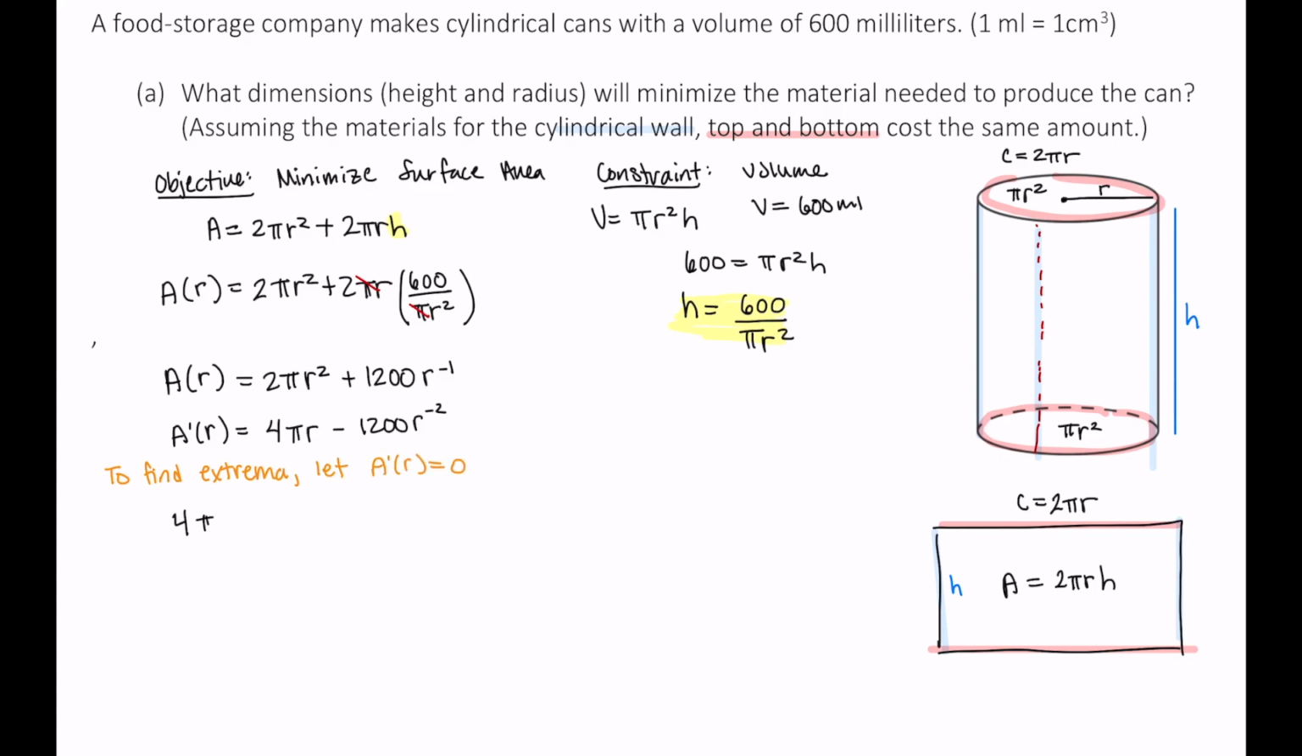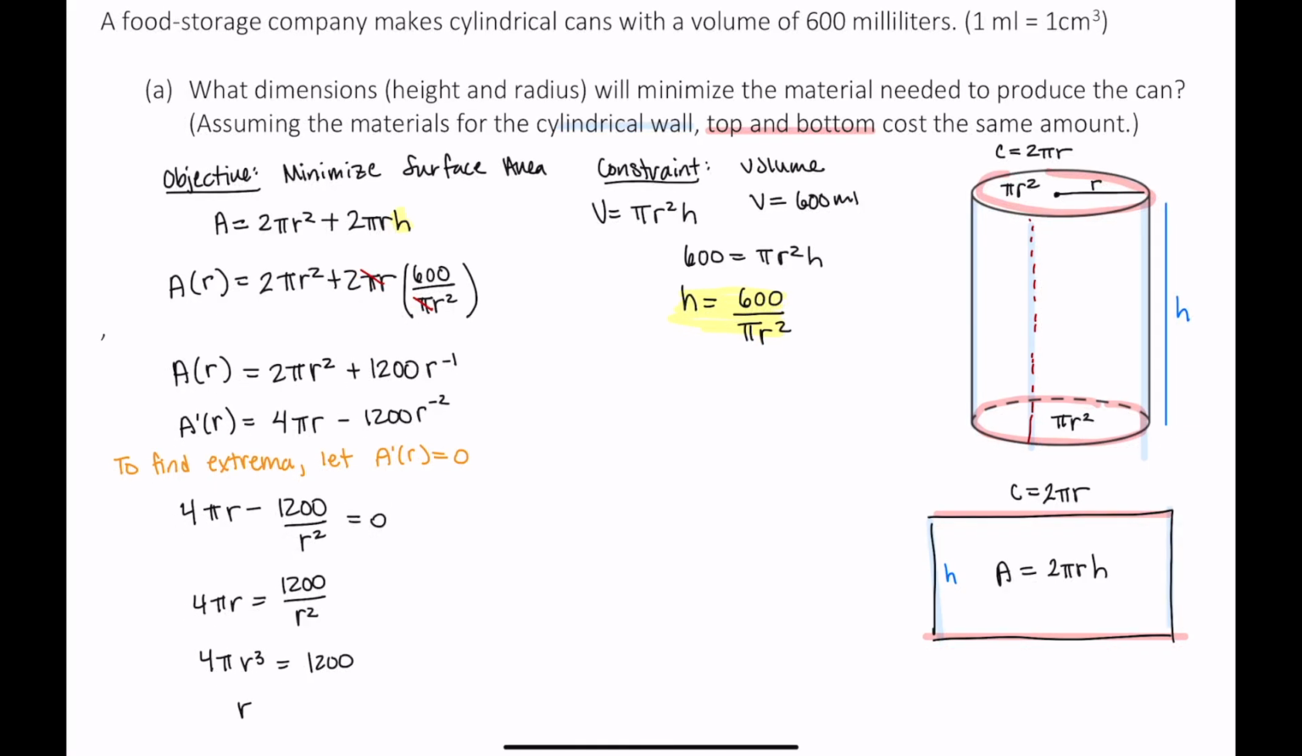So this is 4 pi r minus 1,200 over r squared is equal to 0. Equivalently, 4 pi r is equal to 1,200 over r squared. 4 pi r cubed, again, this is equivalent, is equal to 1,200. And so I end up with r cubed is equal to 1,200 divided by 4 pi on both sides. And that gives us 300 over pi.